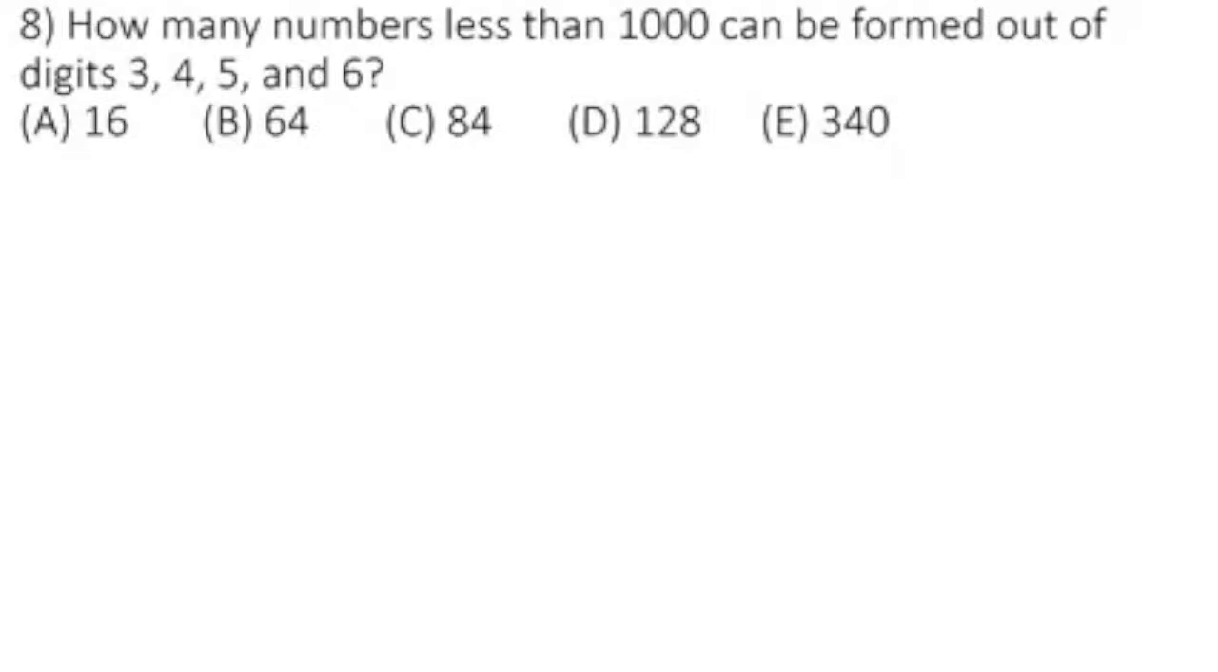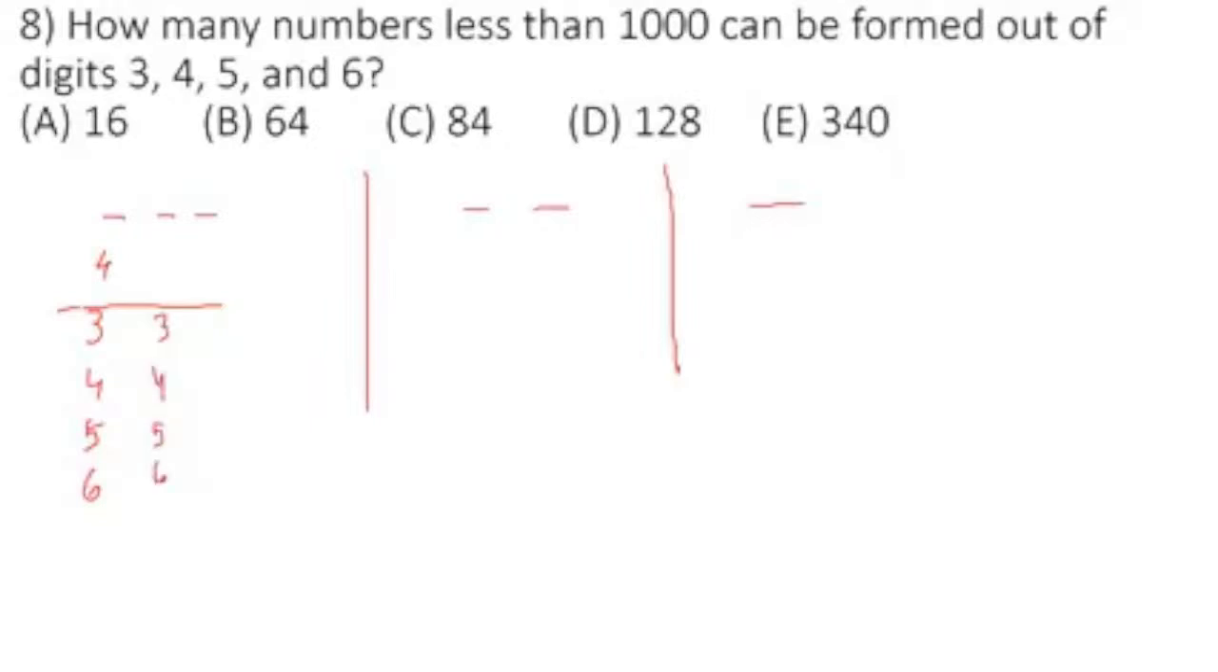It can be a 3-digit number, or it can be a 2-digit number, or it can be a single-digit number. For 3-digit numbers, what are the possibilities using only 3, 4, 5, 6? From the available digits I can select any one of the 4 values for each place, so 4 into 4 into 4, which is 64 ways.